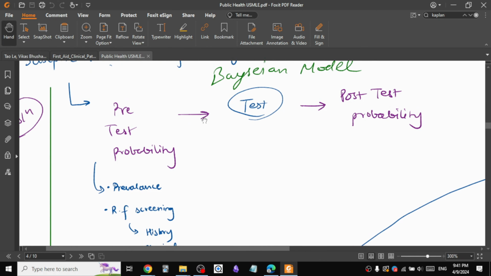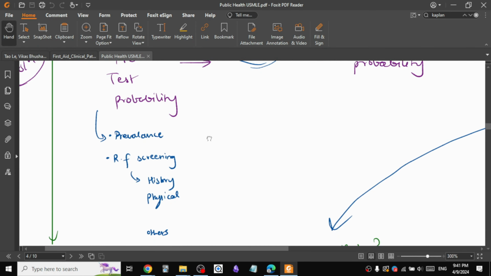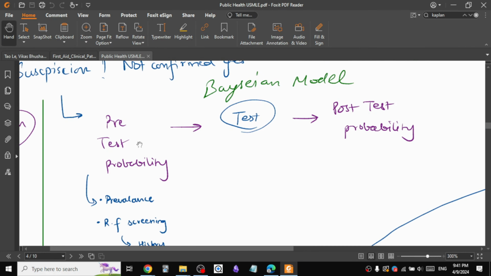I make a pre-test probability, the probability a person actually has the disease before I even test them. And then I compare that pre-test probability with the post-test probability after the test has been done. If they differ in value, this will help me gauge what my test is actually indicating.